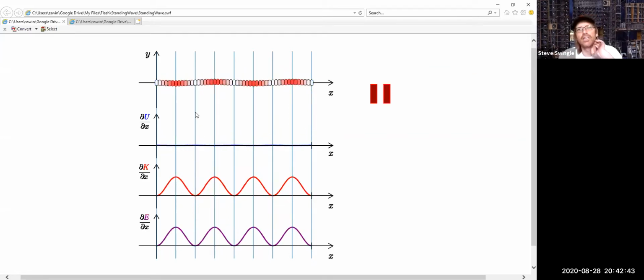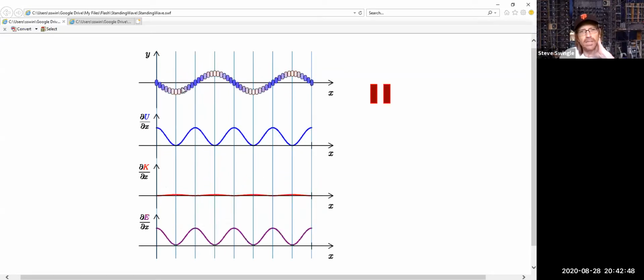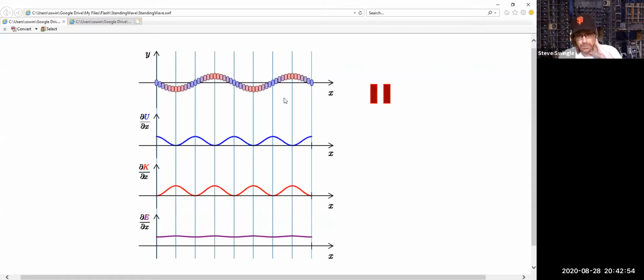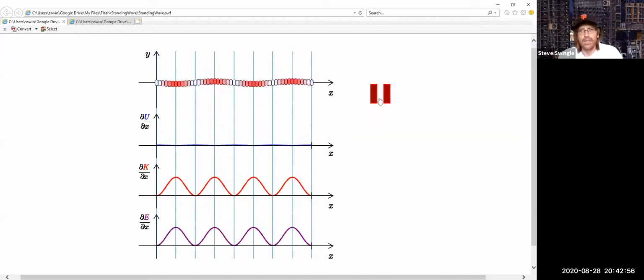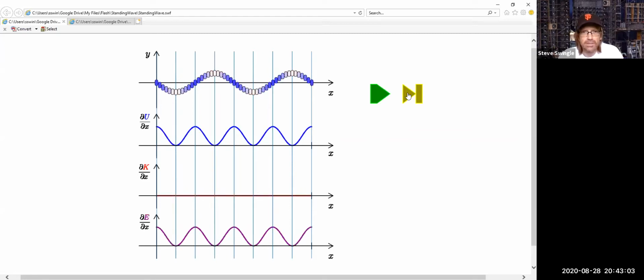Now look at the string. The string is neat because it's not always purple, right? Sometimes it's all red, and sometimes it's all blue, and there's also sometimes some purple in there. And the idea is that I got this functionality. I can pause it and step it forward and stuff. So I'll step it forward till we get to this point.